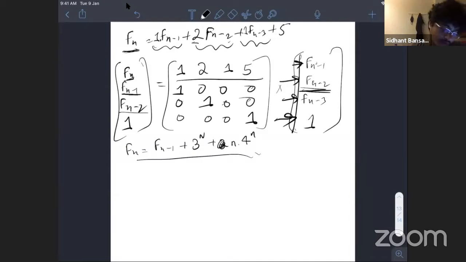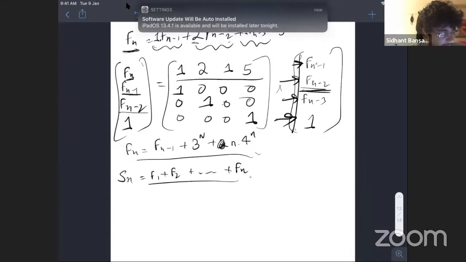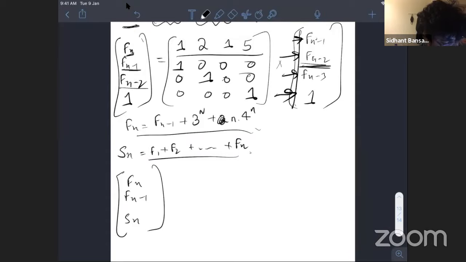Other example, okay, one interesting thing I'll show you. Let's say you want to keep Sn also, which is basically F1 plus F2 plus dot dot dot up till Fn, which is basically the sum of all the terms up till the nth one. This thing can be calculated also. How? Just keep Fn, Fn minus 1 and Sn. Keep all these three guys.